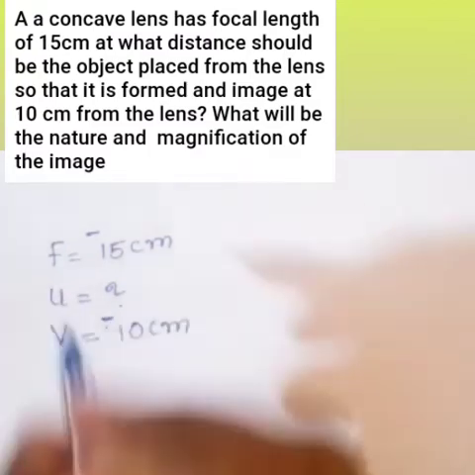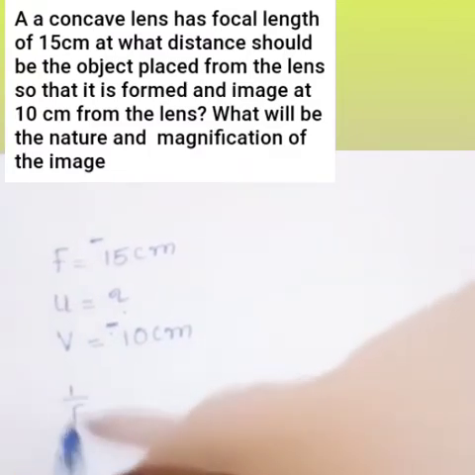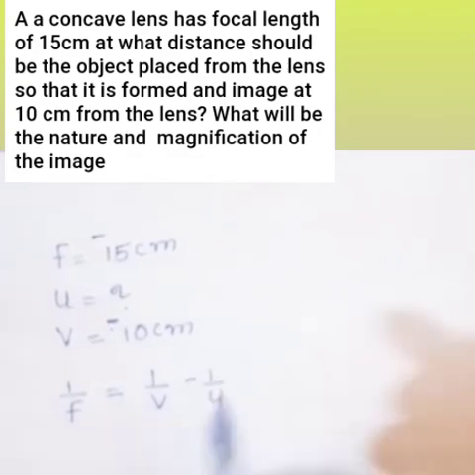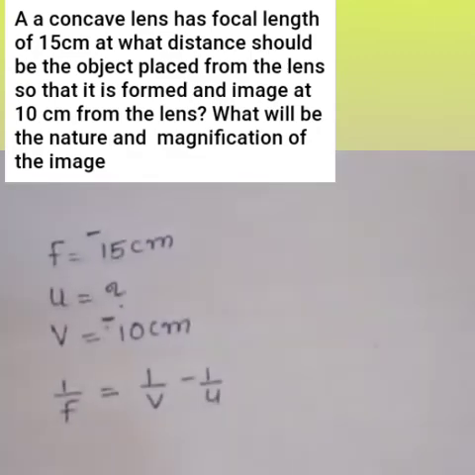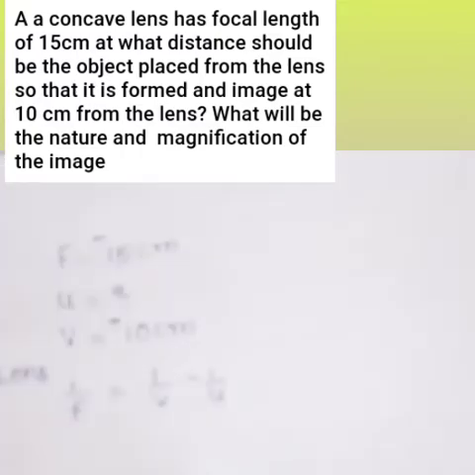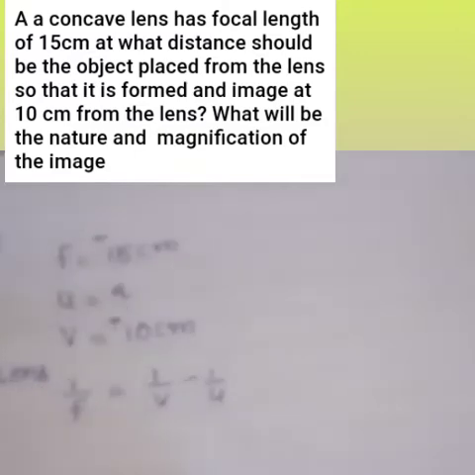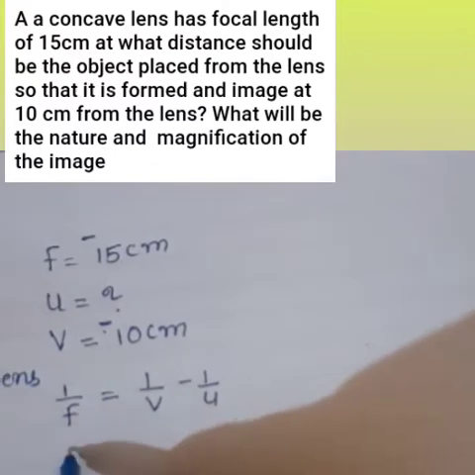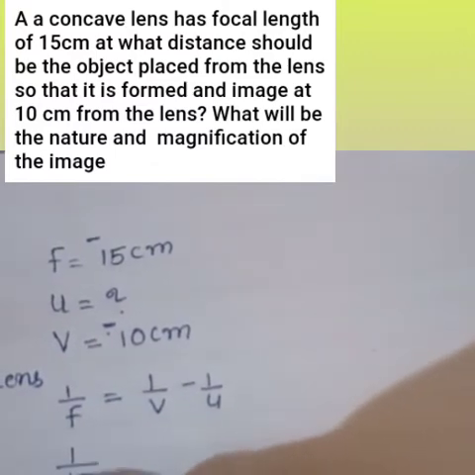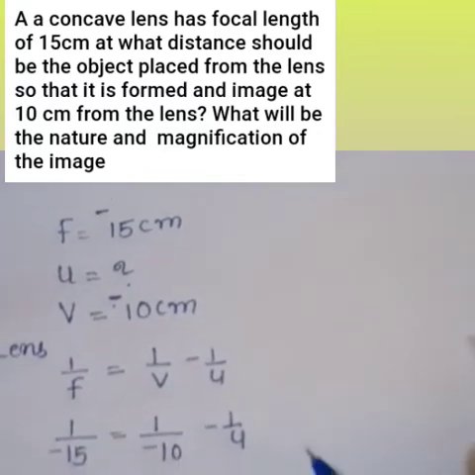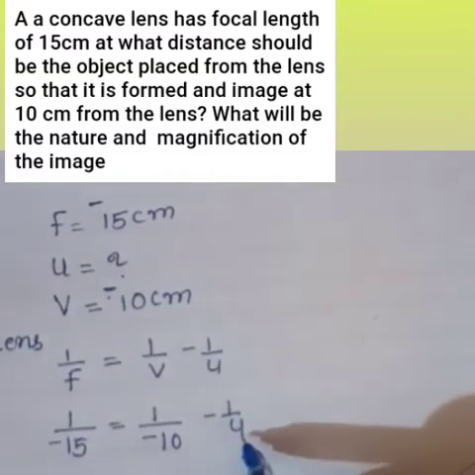So how can you find out the object distance? You know that 1 by f is equal to 1 by v minus 1 by u. So first you have to write the lens formula. Lens formula is 1 by f is equal to 1 by v minus 1 by u. Then you have to substitute the values. 1 by f, 1 by minus 15 is equal to 1 by v, which is minus 1 by 10, minus 1 by u. Then you have to find out 1 by u or u.